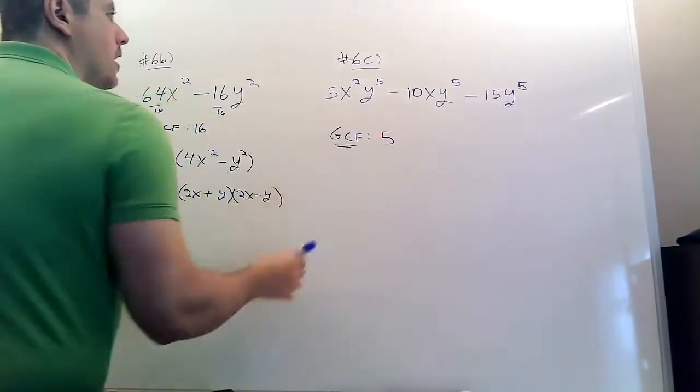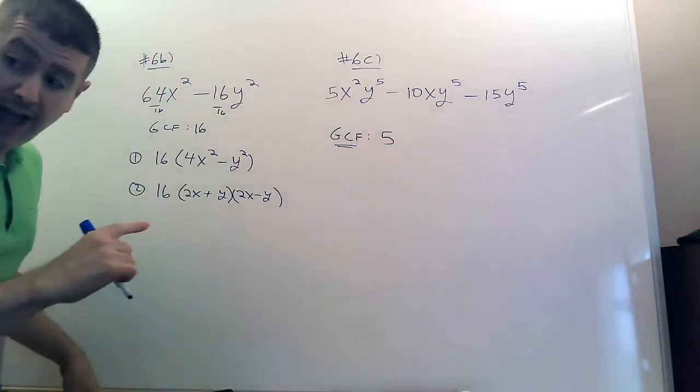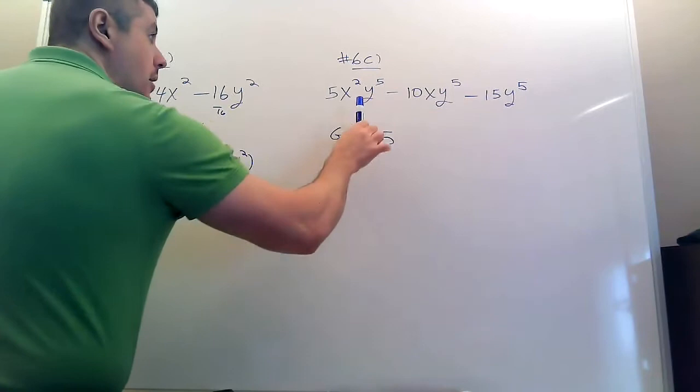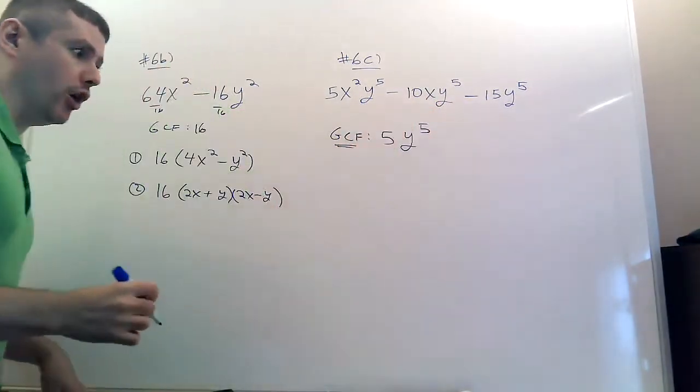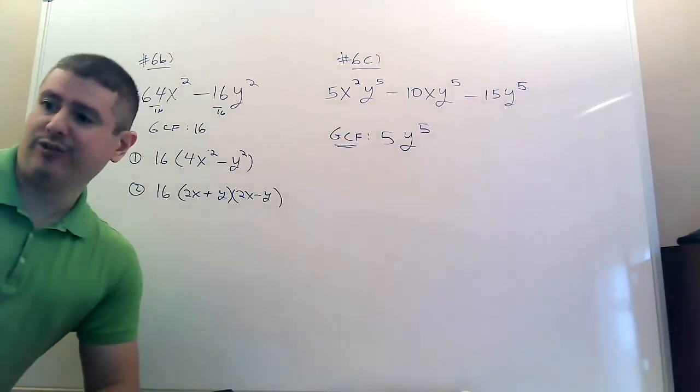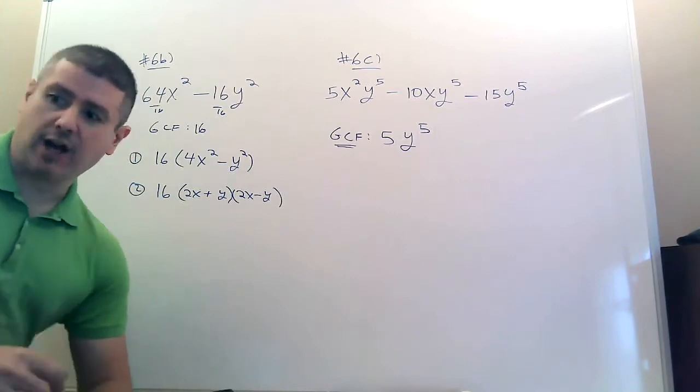You have x2, x1, none. They don't have x in common. X is not in all of them, so you can't do x. But you have y5, y5, y5. I mean, hello. I threw the same letter in all of them. I didn't even change the powers. If you see y to the 5th in all 3 of them, that's got to come out.